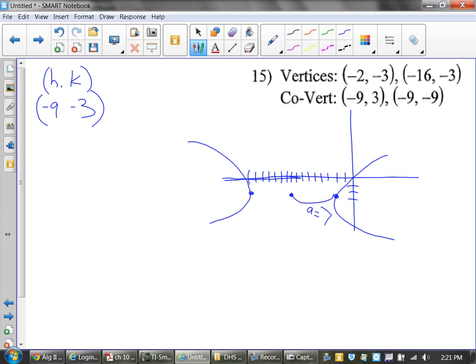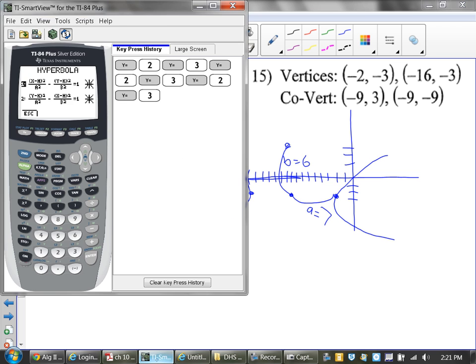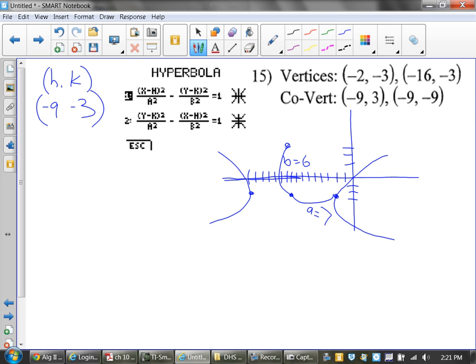7. A is 7. The co-vertices were at -9, 3. How far away is -3 to +3? 6. So B is 6. I know enough. I don't have to worry about c or anything here. I'm just going to look at, if it's a left or right hyperbola, what goes first, x squared or y squared? X squared. It's really fast when you set them up this way. So it's x plus 9 quantity squared minus y plus 3 quantity squared equals 1. 7 squared is? B squared, 6 squared is? That's all you gotta do.